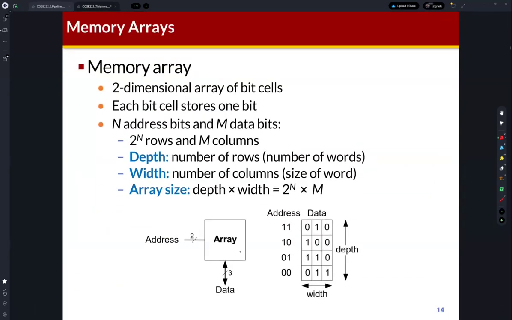The memory is organized in two dimensions. An address is given, and then we can read the data. For each address we can store data, but we store multiple bits per address, so we can organize the memory in two dimensions. The number of entries is called the depth of the memory, and the number of bits per address, per entry, is defined as the width. So we can define the array size as depth multiplied by width.